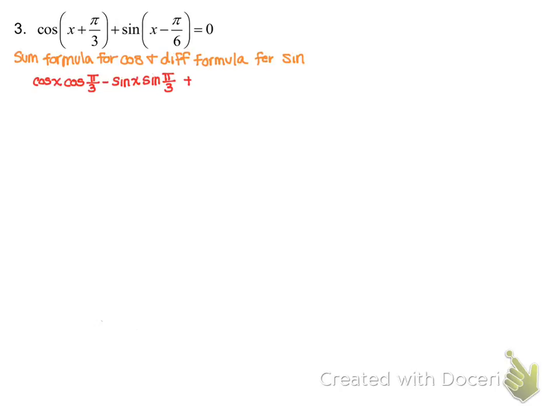Now we're going to do the difference formula for sine, which is sine x cosine of pi over 6 minus cosine x sine of pi over 6. All right, so now we're going to use our unit circle to simplify because we have a lot of values on here that we can find on our unit circle.